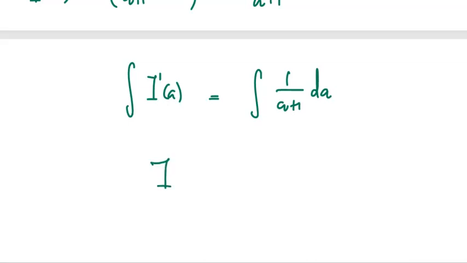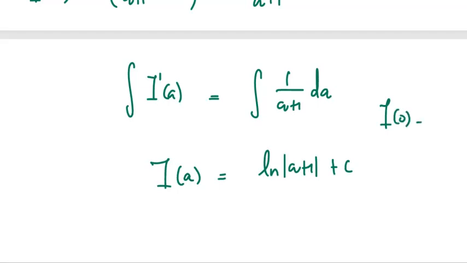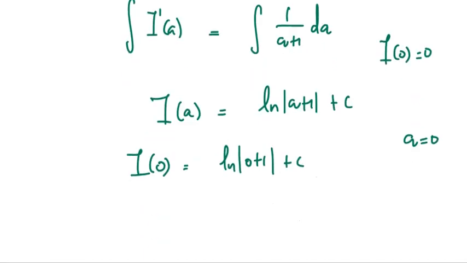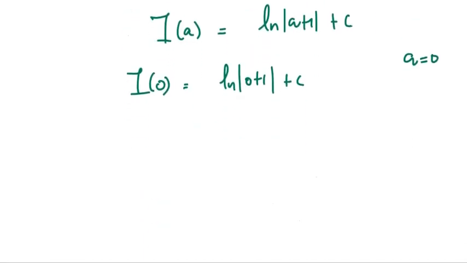So the left-hand side is I(a), which is equal to, this is going to give us the natural log of a+1, right? And then plus c. Now, let us recall that I(0) is equal to 0. So in this case, we're going to let a equal 0, then we get I(0) is going to be equal to the ln of 0+1, then plus c. Remember, our target is to solve for this constant. So the left-hand side, I(0), remember, that is equal to 0. So this is equal to natural log of 1 is 0, and then plus c. So we see that our c is equal to 0.